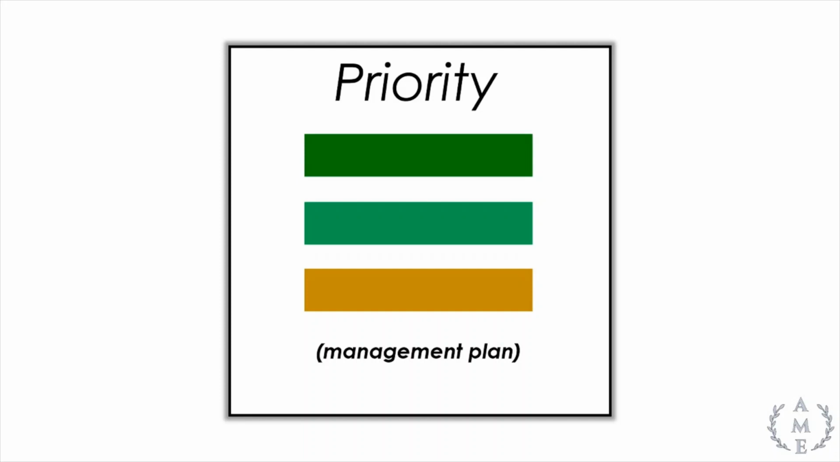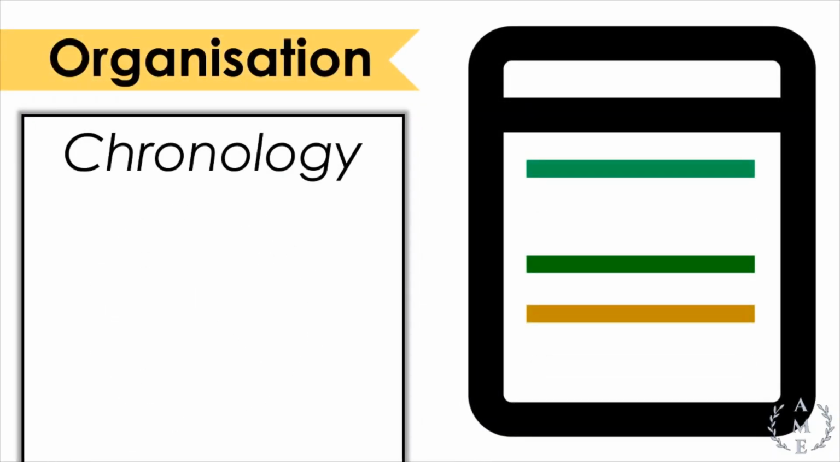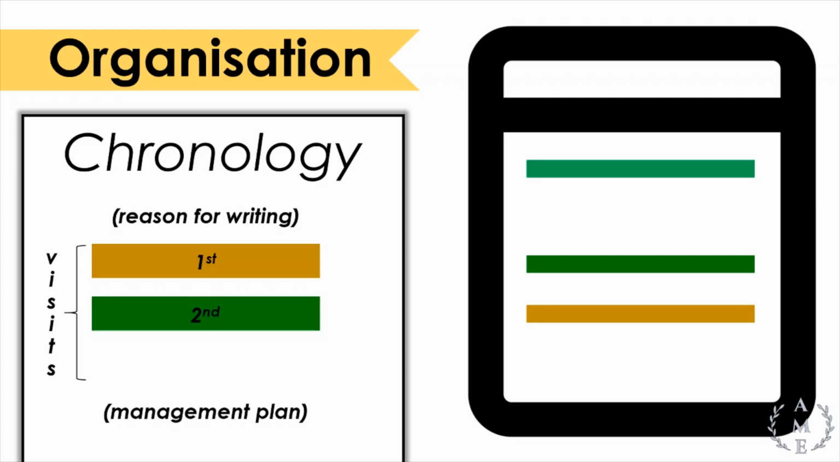Now, as I mentioned, there is a second way of organising your letter, and that is chronologically. Here again, you want to end with our management plan, and you also want to keep your reason for writing, in other words, what is wrong with the patient and what you want them to do about it, at the top. The rest of the information, however, can be organised in chronological order, starting with the patient's first visit relating to this complaint, and continuing through each visit, finishing with the most recent. Note that this means the information isn't necessarily in order of importance.